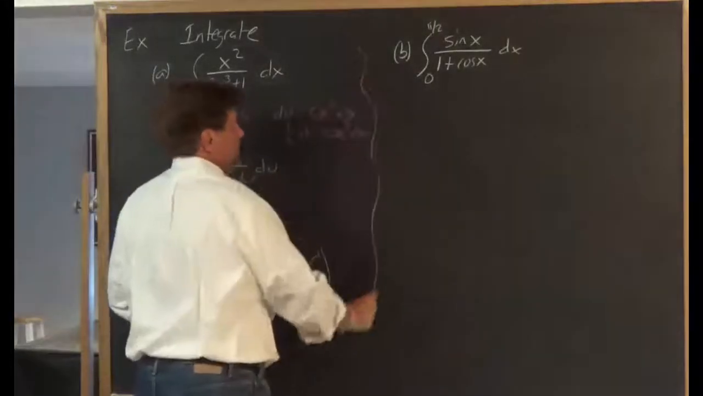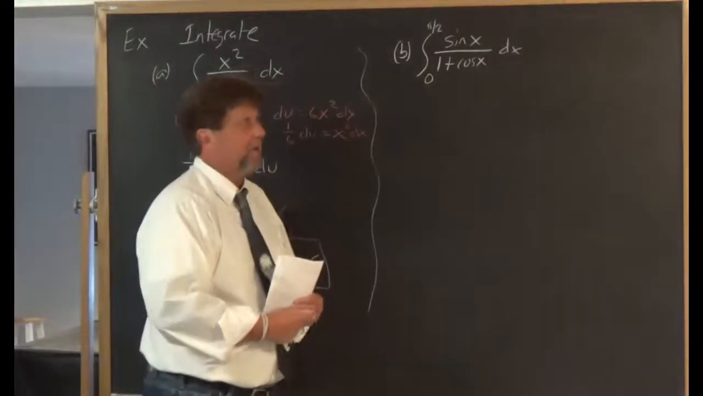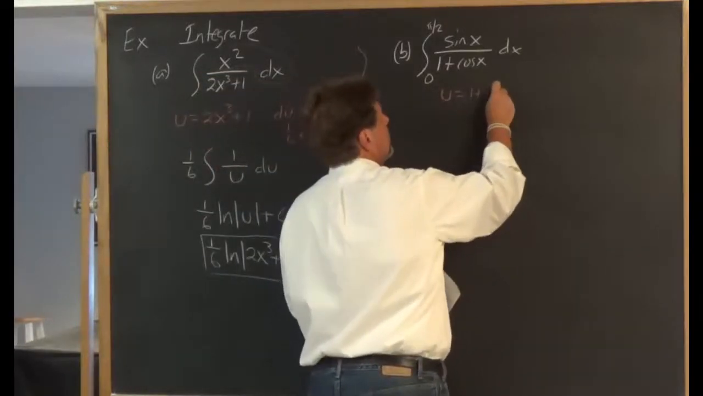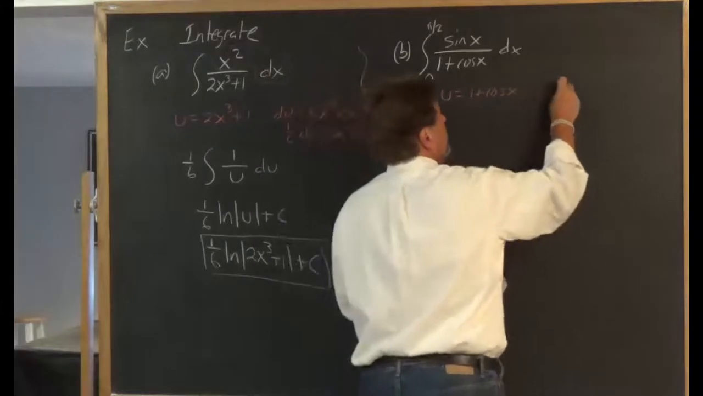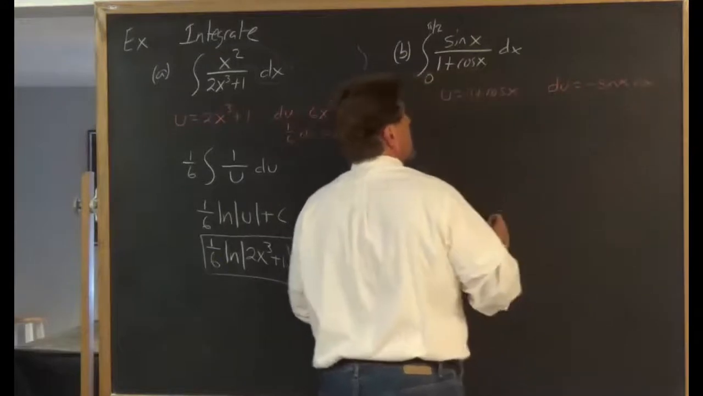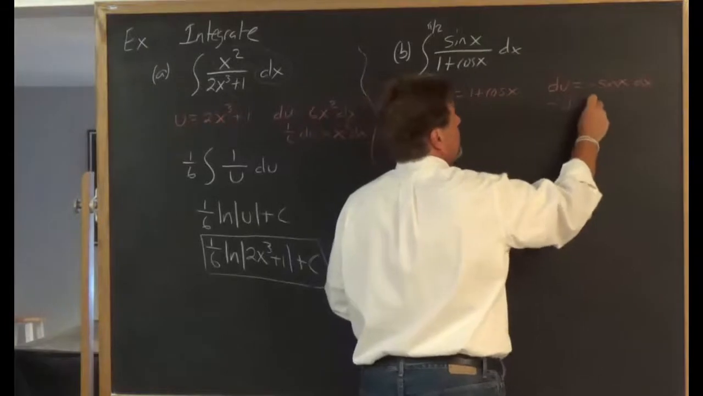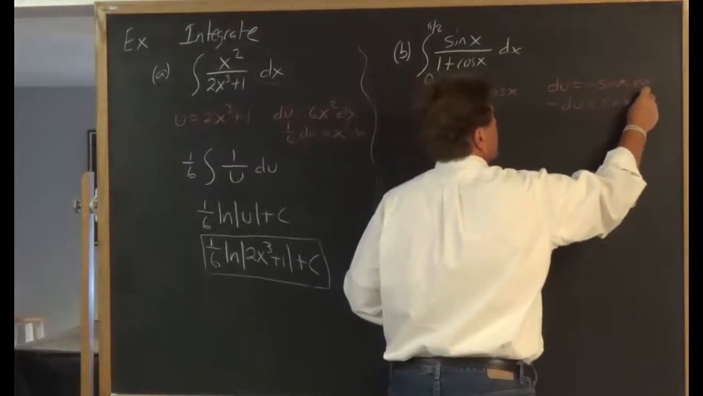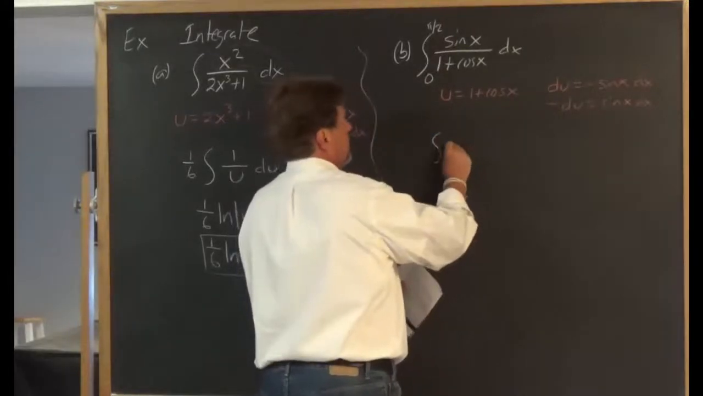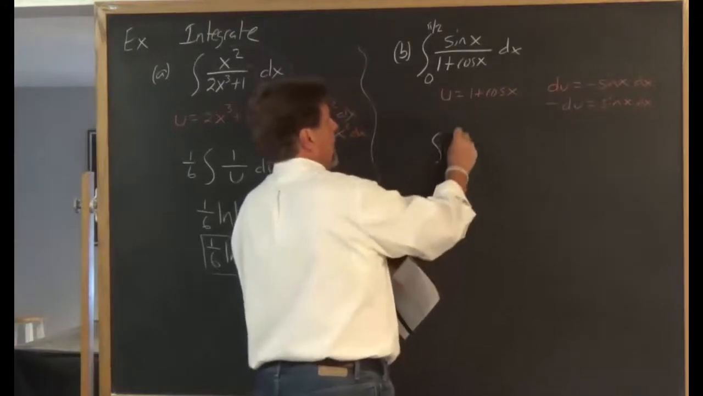Part B. Well, looks like a candidate for u substitution, so let's let u equal the denominator. Then du would be negative sine x dx. Or, kind of looking ahead, negative du is sine x dx. So I substitute in: denominator's u, and for the sine x dx, I substitute negative du.